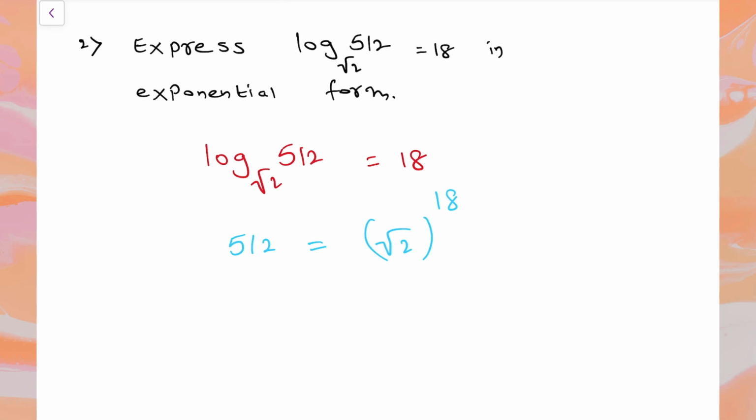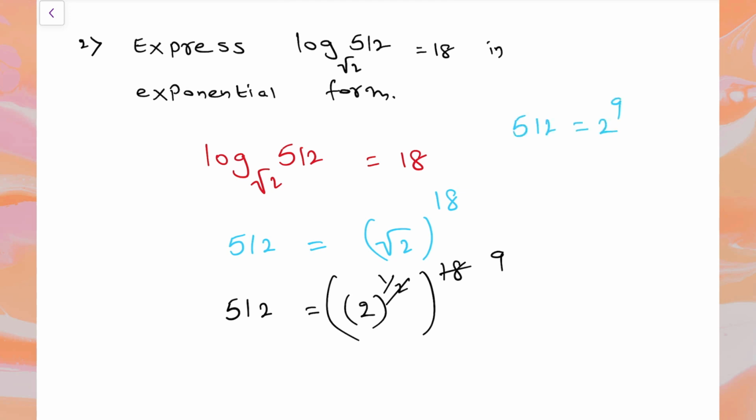If simplification is possible, obviously we will do that. So 512 equals, root 2 is nothing but 2 power 1 by 2, whole power 18 as it is. So 2 1s are 2, 2 9s are 18. So the final answer is 512 equals 2 power 9. Logarithmic to exponential.